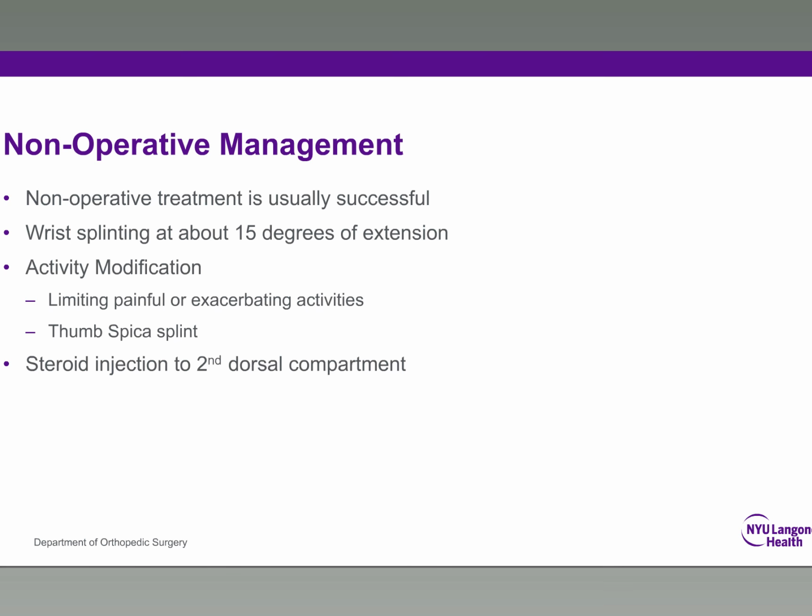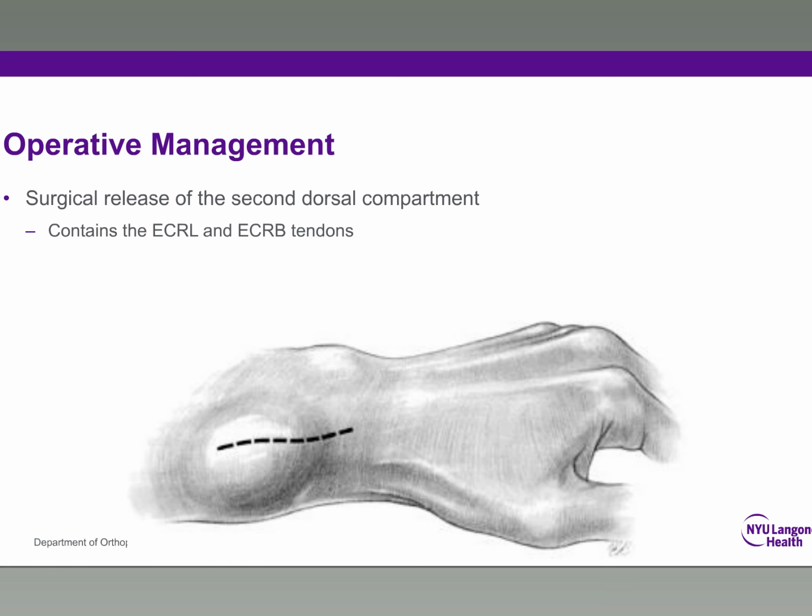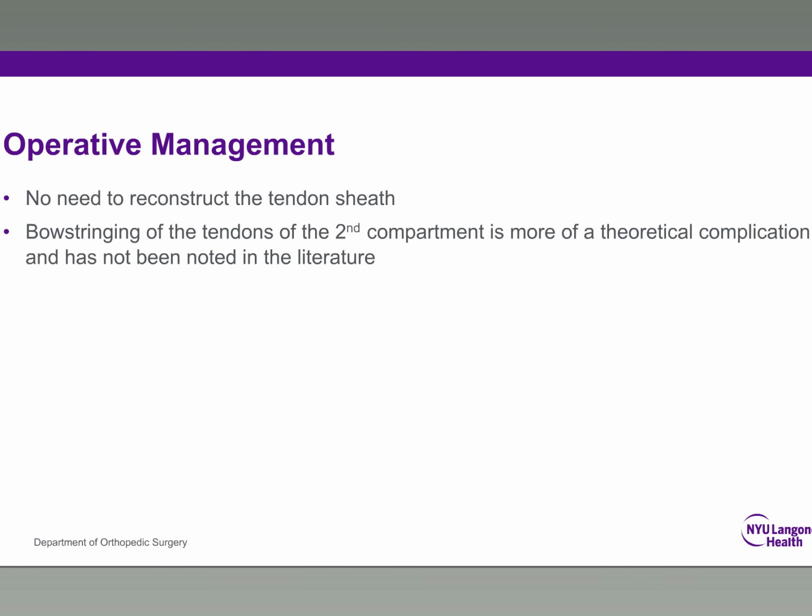Rarely is surgery indicated, but when it is, it's quite successful and involves an incision more proximal than you would normally make for a De Quervain's, and a release of the intersection of the first and second compartments with a tenosynovectomy. Bowstringing is not a problem in this particular surgery, and there's no need to reconstruct the tendon sheath.